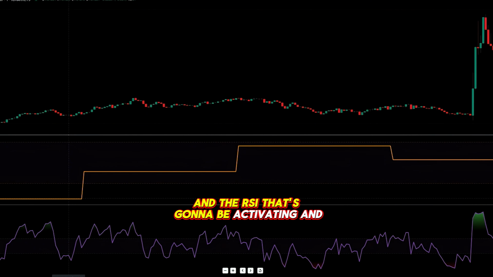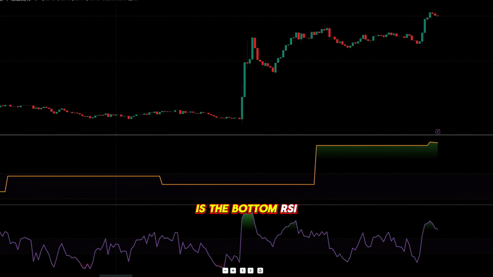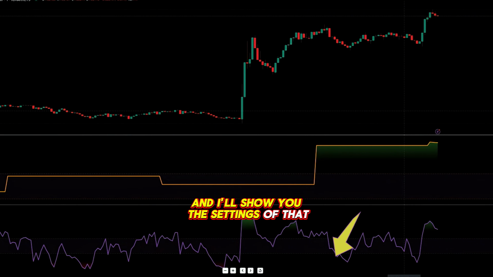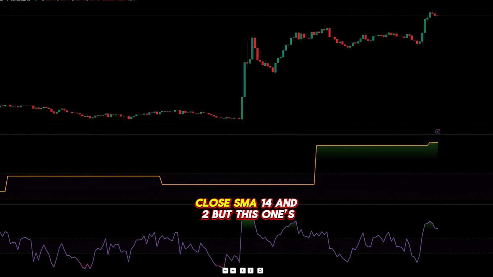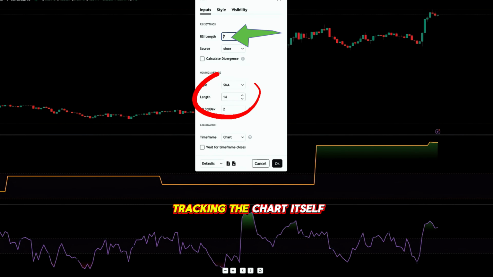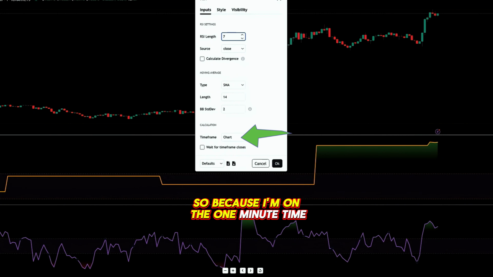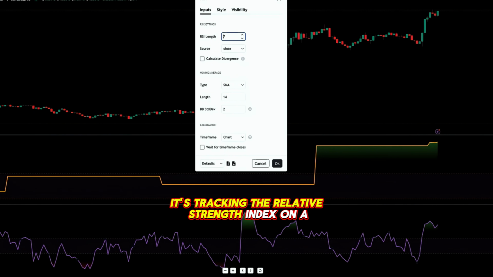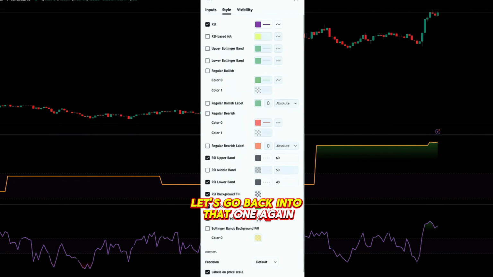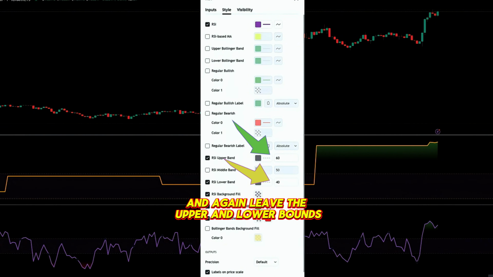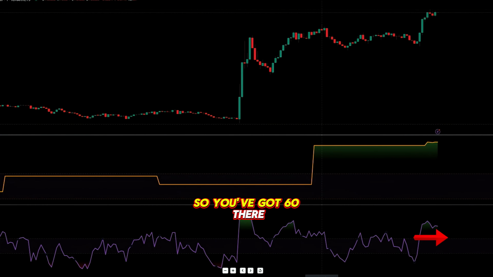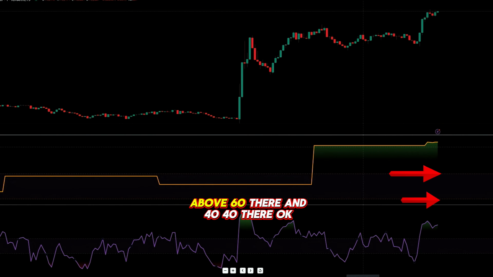And the RSI that's going to be activating and triggering your trade is the bottom RSI, and I'll show you the settings of that one. The settings are 7, close, SMA 14 and 2, but this one's tracking the chart itself. So because I'm on the 1 minute time frame, it's tracking the relative strength index on a 1 minute. Let's go back into that one again, and I'll just show you the style here. Leave the RSI ticked, and again, leave the upper and lower bands to 60 and 40.